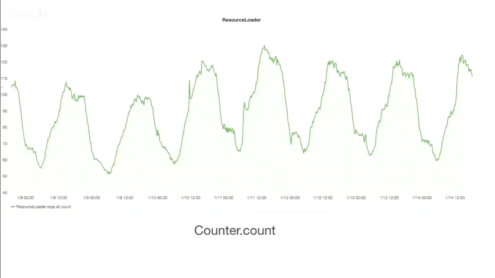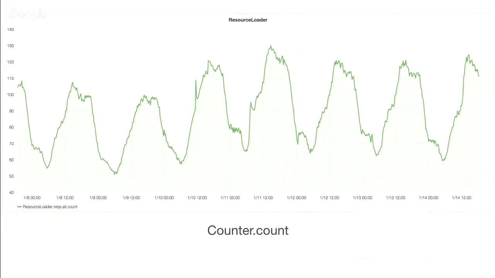Maybe you want the count. This is starting to look a little bit more realistic because it follows somewhat of a reasonable shape. And then if you look at the numbers, it says 100, 110. Well, we definitely have more requests than that in production for resource loader on a per minute basis. So that can't be right. So count, unfortunately, is also an internal metric. It's not the real thing that you're looking for.